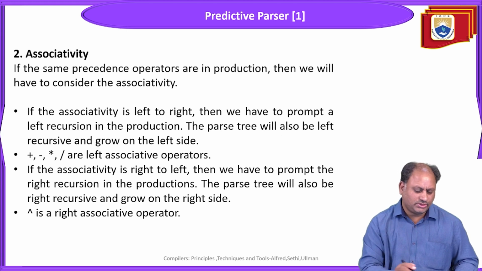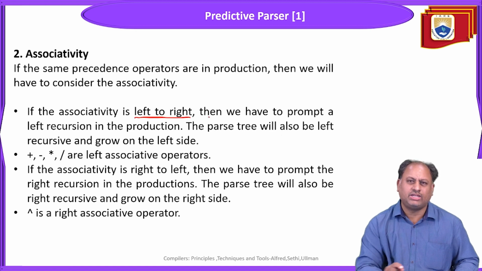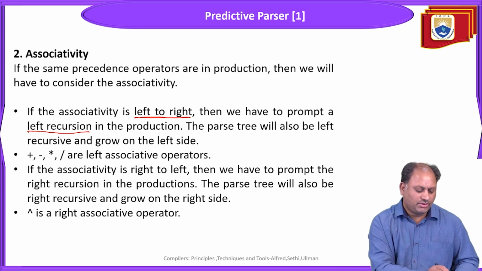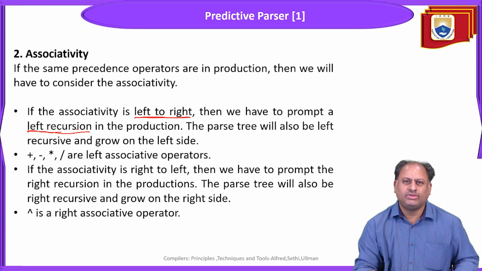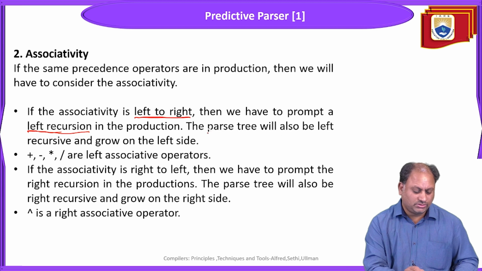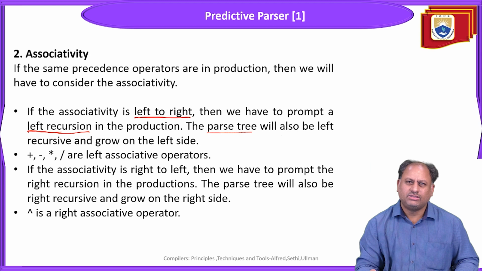Suppose we consider left to right associativity, then we have to apply this as a case of left recursion for the productions. If we keep applying these left recursion procedures, there is a chance of the tree growing leftmost only, and that parse tree grows on the left side. The leftmost part of the derivation will increase, and automatically the associativity is applied, but it goes to the left.